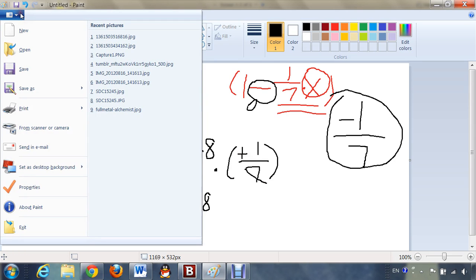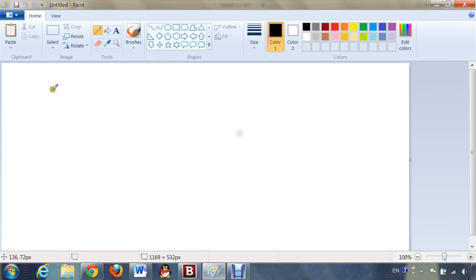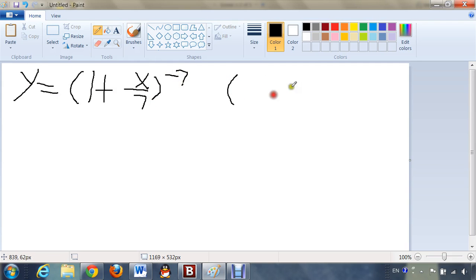Okay, now use the other approach I talked about, from the inside to the outside. Same question: y equals (1 plus x over 7) to the negative 7 power. And we draw those parentheses again to try to find the parts.